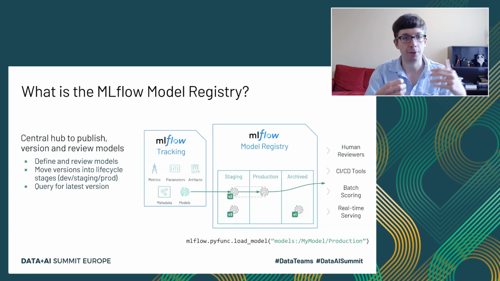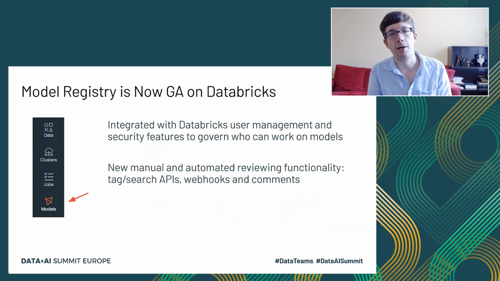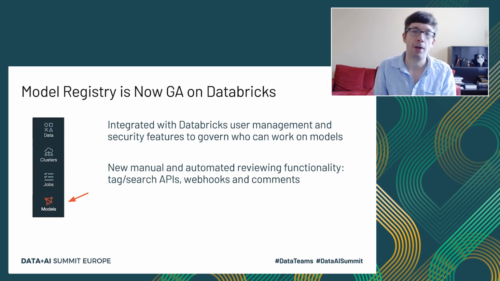And finally, there's also a very simple API to load the latest production version of a model or staging or whatever you want and use it in your application. So that's how you would do batch scoring and real-time serving, with the approved version of a model. So it's a very nice abstraction to have, if you want to keep track of what your models are doing and collaborate on them with multiple people. So one thing we're announcing today is that the model registry is now generally available on Databricks. We think it's ready for prime time. We already have, basically thousands of companies that have been using it.